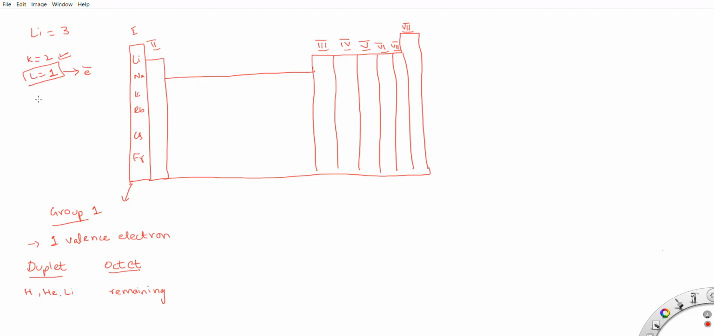Let's consider sodium. Sodium has an atomic number of 11. K shell would have 2 electrons, L shell would have 8 electrons, M shell would have 1 electron. So it is very clear that its last shell has 1 electron, and in order to become stable, it can lose this 1 electron so that its octet configuration is completed. That is how group 1A elements become stable. They lose their electron.